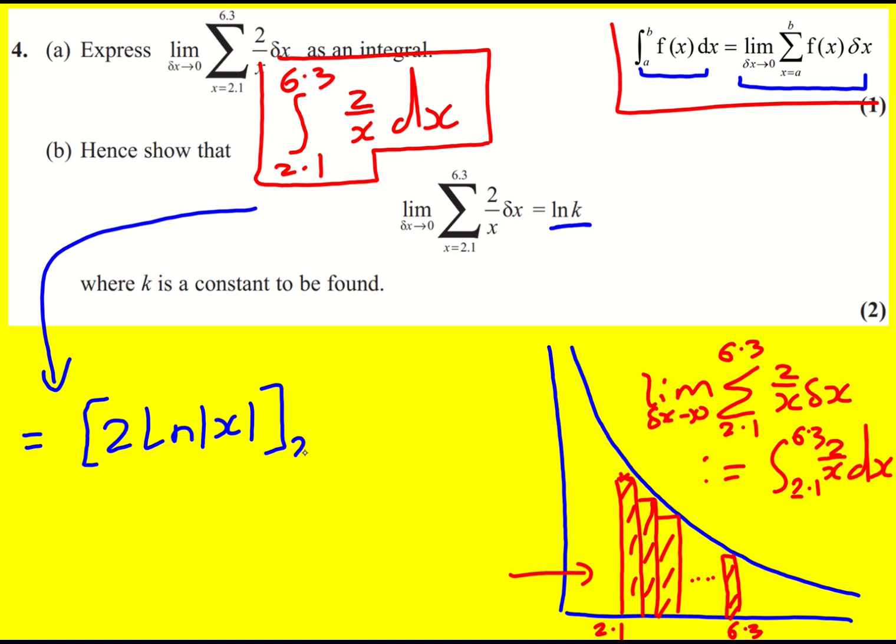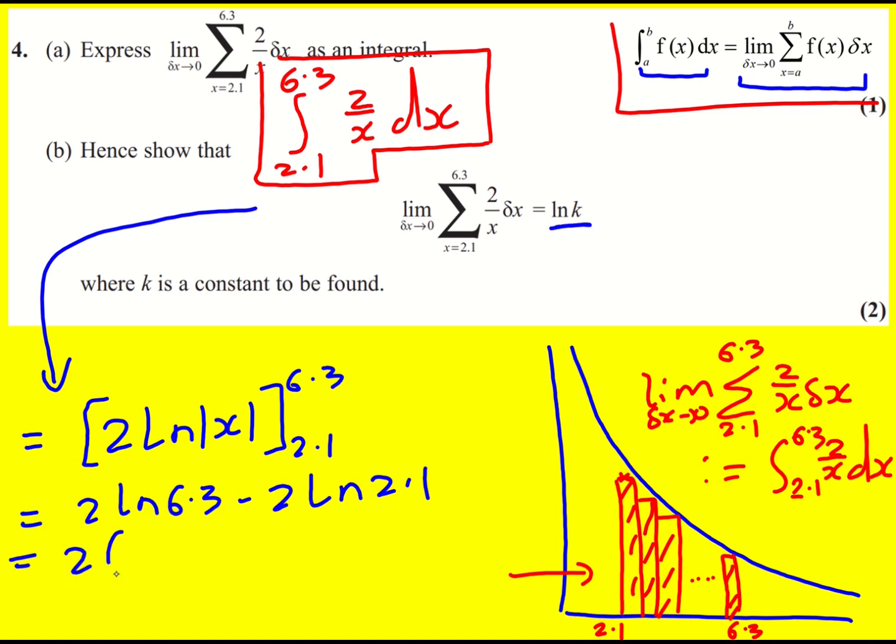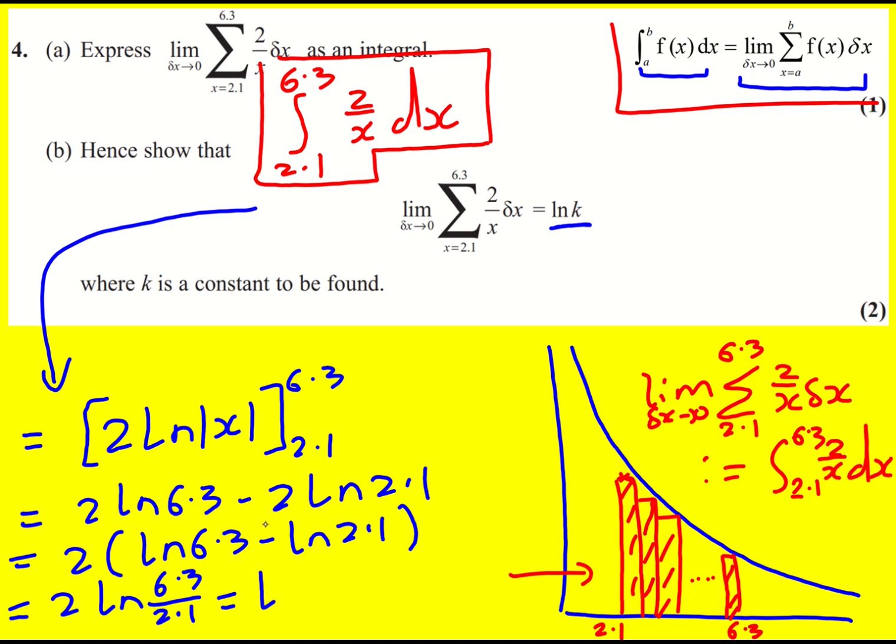Now we're evaluating between 2.1 and 6.3. So 2 ln 6.3 minus 2 ln 2.1. I could bring the 2's up. I'm not going to yet. I'm going to factorize it out. And now I can use rule of logs and combine them. Gives me 2 ln 6.3 over 2.1, which is actually 2 ln 3.